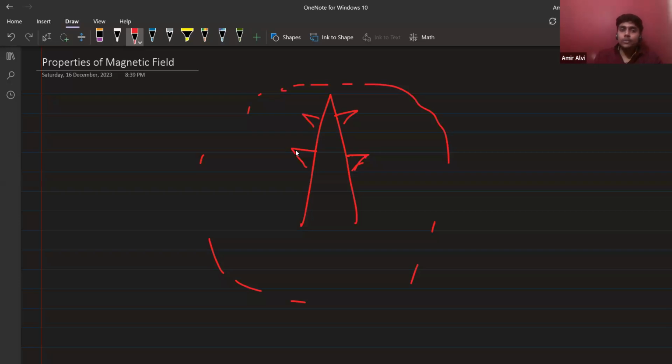So that's why when current flows in any circuit, a magnetic field will be generated. How much magnetic field is generated depends upon the magnitude of the current. If the current is very high, a high magnetic field will be generated. If the current is very low, a weak magnetic field will be generated. Clear?